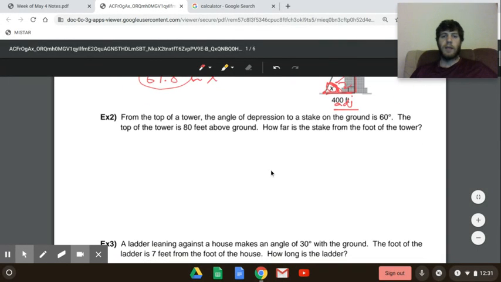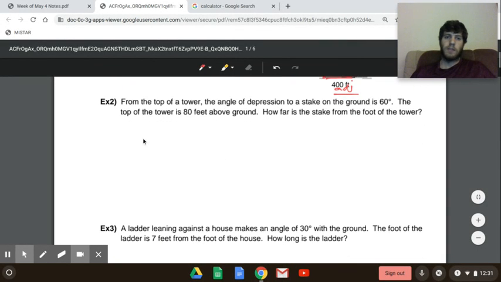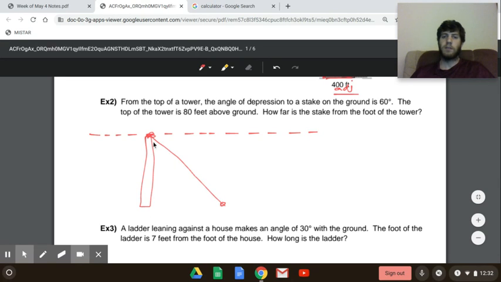Example 2, from the top of a tower. Okay, so there's a tower. The angle of depression to a stake on the ground is 60 degrees. So we have a tower. Okay, so the top of the tower is up here. The angle of depression, so we need to, I would draw in our horizontal. Okay, and then there's a stake in the ground. The angle of depression from the top of the tower to the stake in the ground, so that's going to be this right here, is 60 degrees.